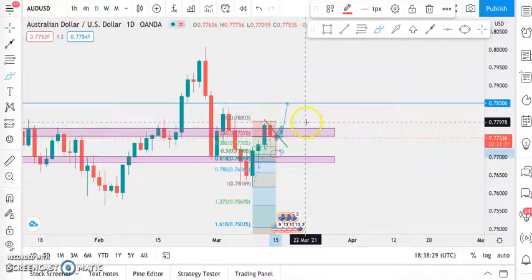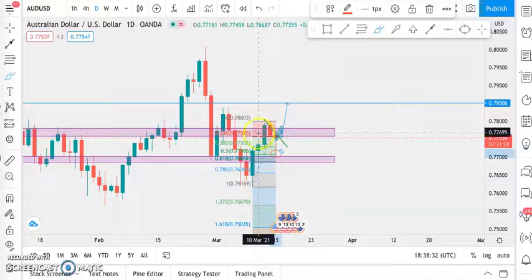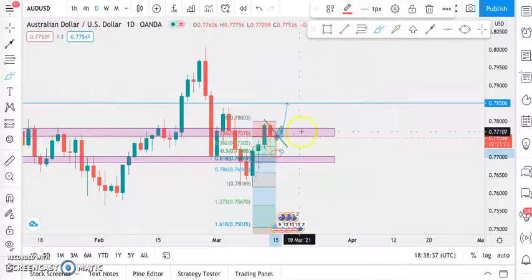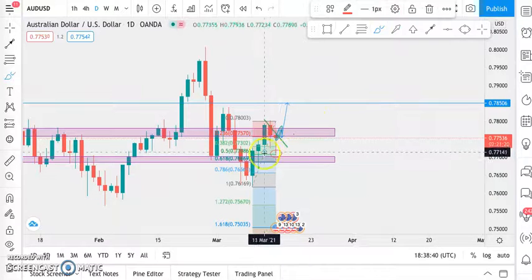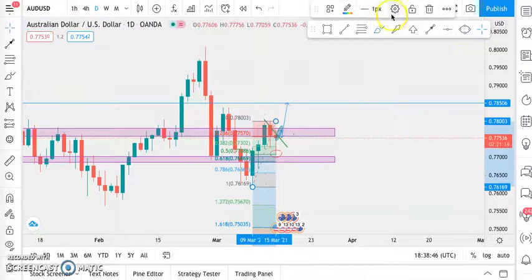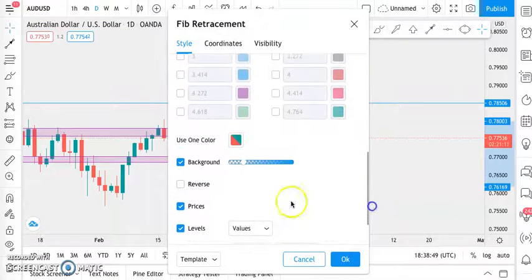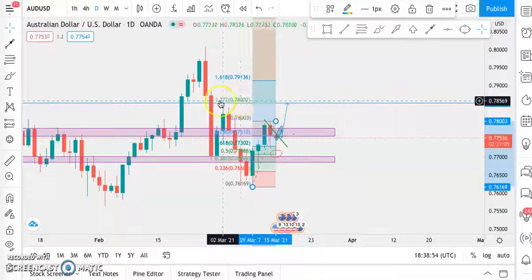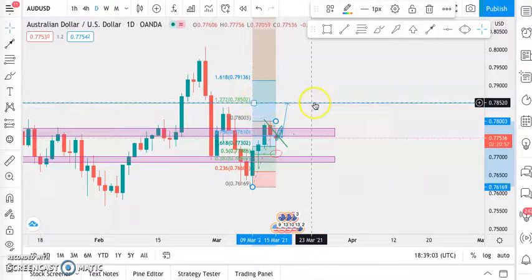Now, what you can do if you want to find a possible target area after an impulse and correction is to reverse the Fibonacci. And if we do that, if we reverse our Fibonacci again, we can see clearly that this area is the minus 272 first target area, which is at 7502. So this is our first target area. This is how we will be approaching this trade.